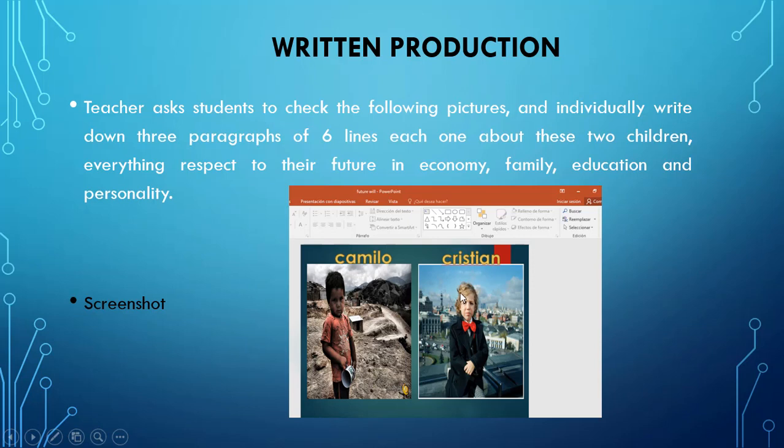So individually, they have to write three paragraphs with 6 lines each one, describing the possible future the kids will have in economy, family, personality, or education. So at the end, they will have 6 paragraphs.